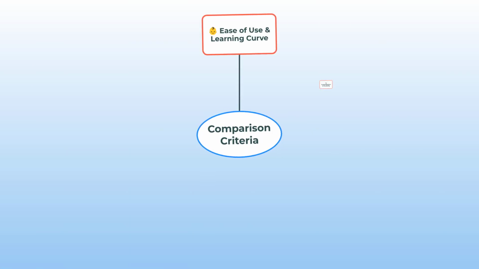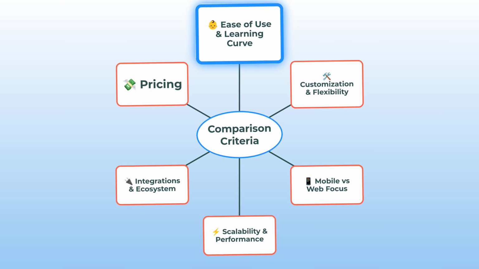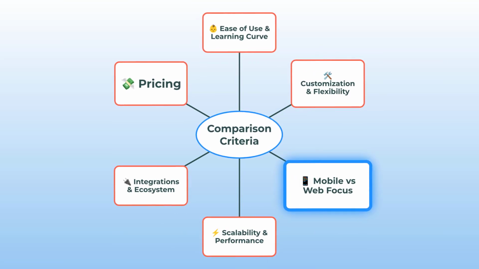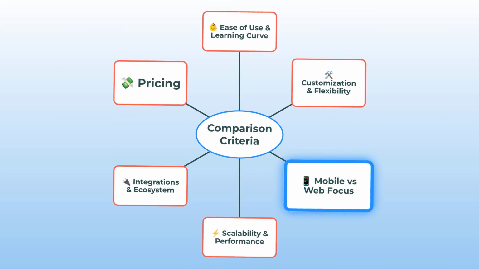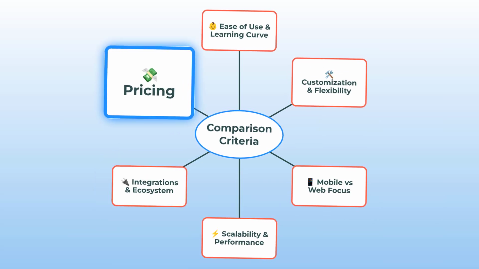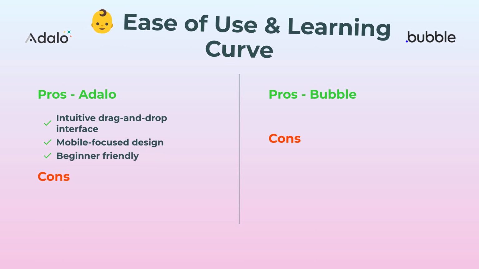Alright, just to map out what we're looking at today, here's the mind map. First, we'll talk about ease of use and learning curve, then customization and flexibility. After that, mobile versus web focus, because honestly this is where things start getting spicy. Next, scalability and performance, integrations and ecosystem, and finally, pricing. So yeah, we've got quite the journey ahead. Let's kick things off with ease of use and learning curve.